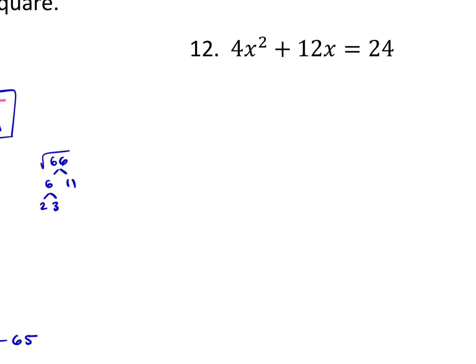Yeah, so for 12, you want to divide everything by 4 first. So we have x squared plus this would be 3x. We're going to leave a space to complete the square, and it equals 6.